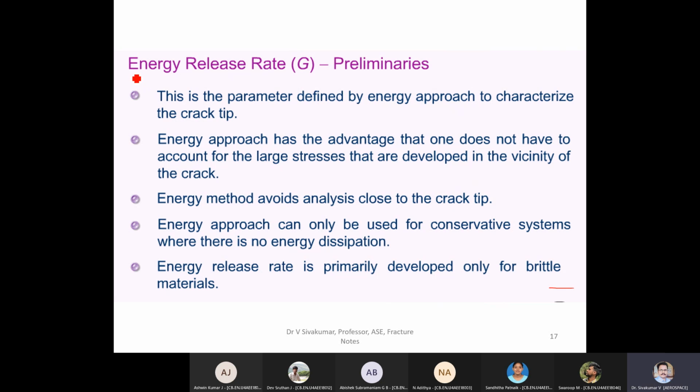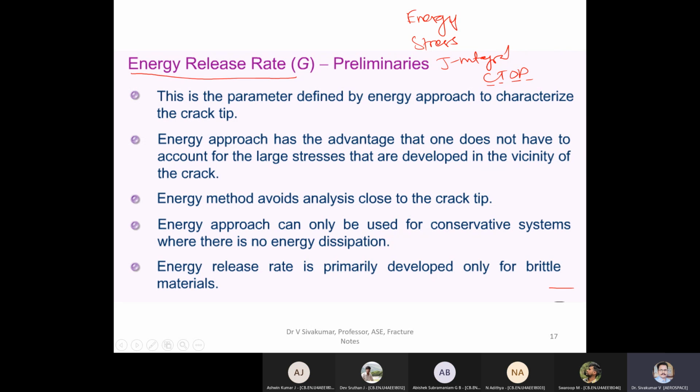The major topic we are going to see is energy release rate. There are four ways we have studied to get the energy. One is the energy approach, another is the stress based approach, then the J integral, then CTOD, crack tip opening displacement. Now we are entering into the first method of finding the fracture energy.